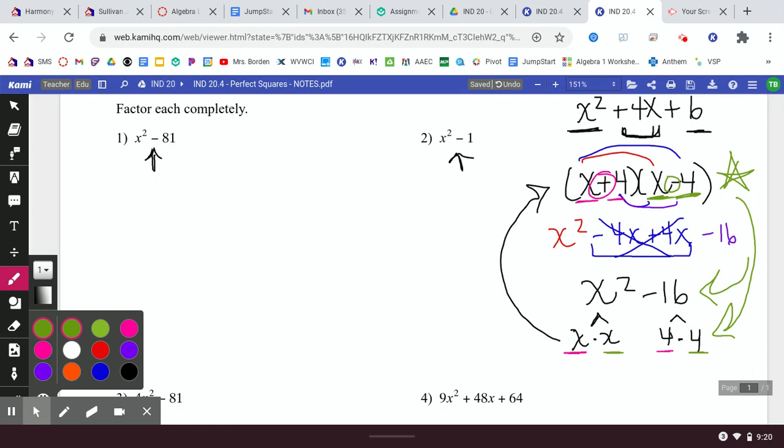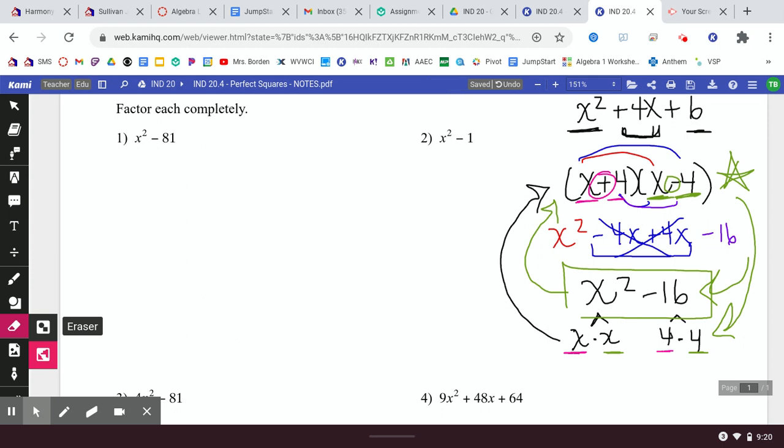What we're going to be doing in this indicator is going from here back up to the factored version. Okay, I know that's a lot of circles and lines and arrows, and so we'll do a couple of examples here, and I think it will make more sense.